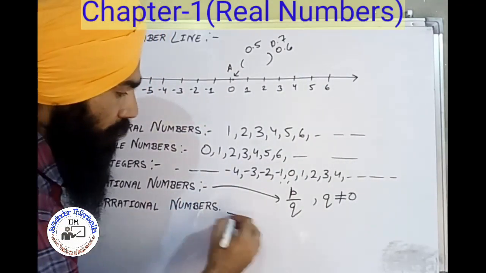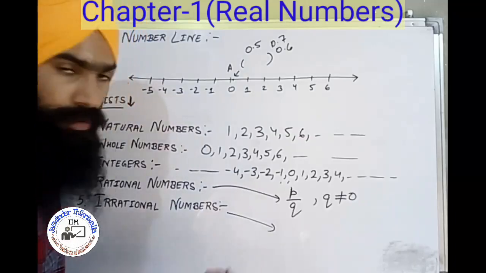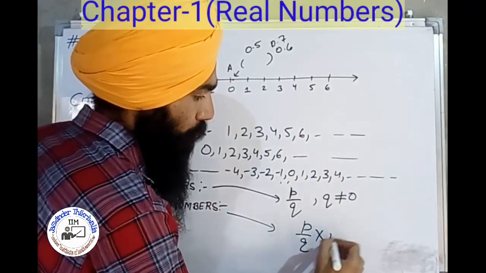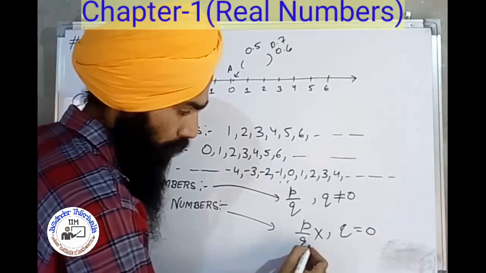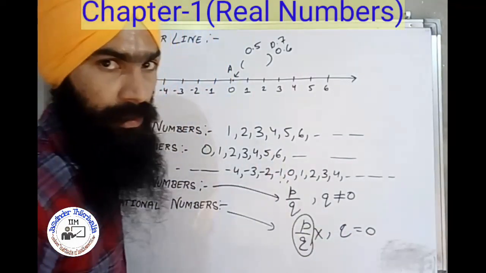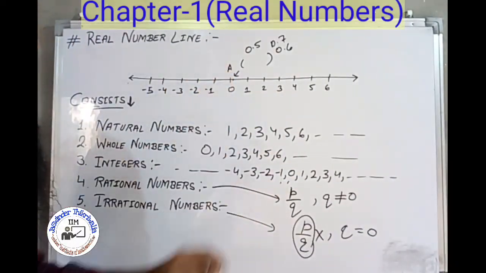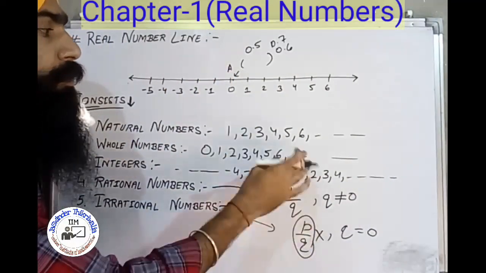Now rational numbers are in p by q form, and lastly irrational numbers. Irrational numbers are those numbers which we can't express in the form of p by q. So now on this real number line these all numbers are lying on it.